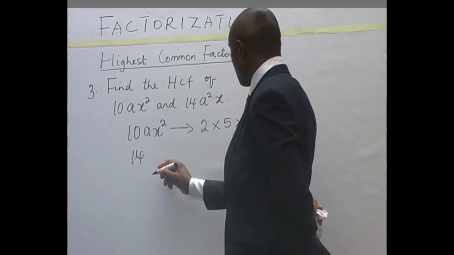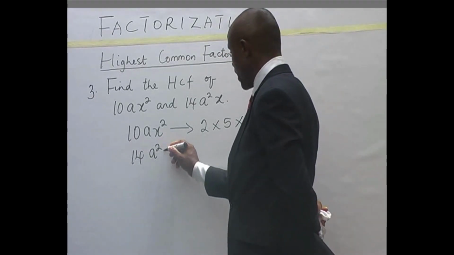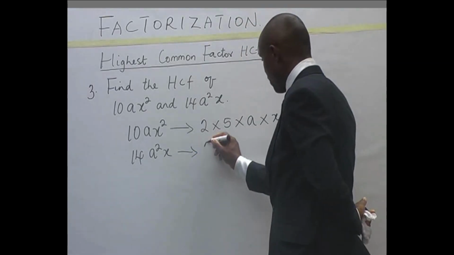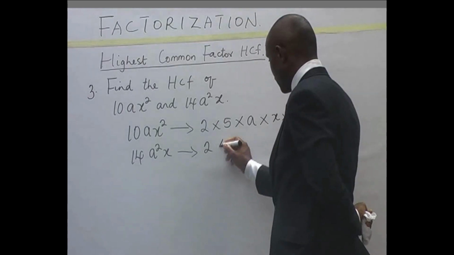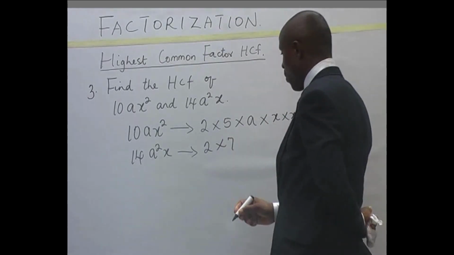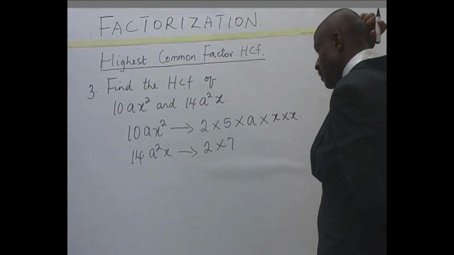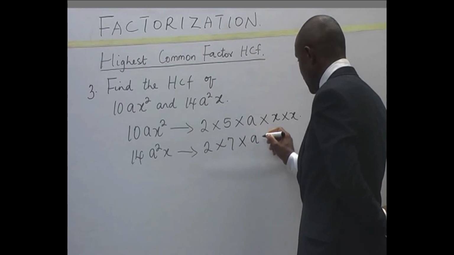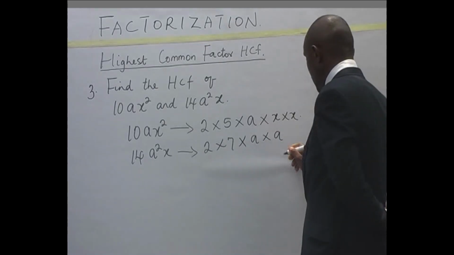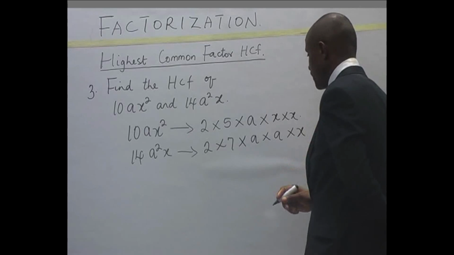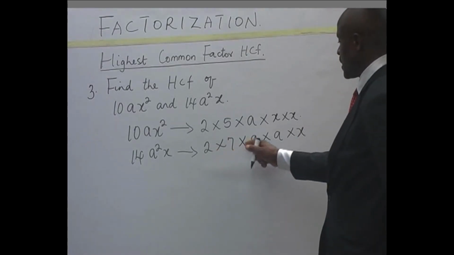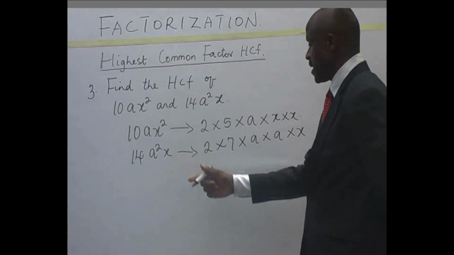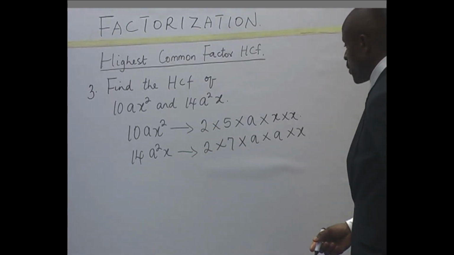Let's take the next number, 14a squared x. 2 can divide 14, we'll be left with 7. 7 and 1 is the only factor 7 has. So bring down the 7, times a squared, that is a 2 places. Then you have 1x left. 2 times 7 times a times a times x will give you 14a squared x.